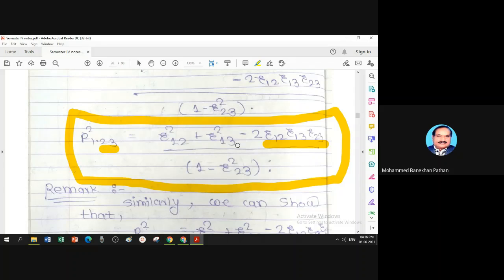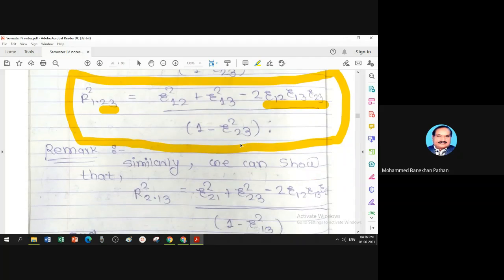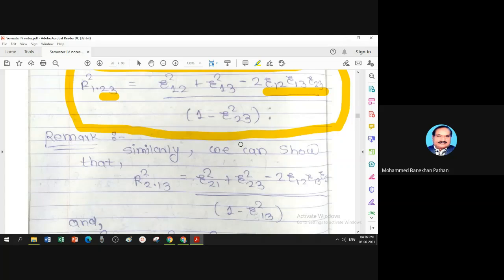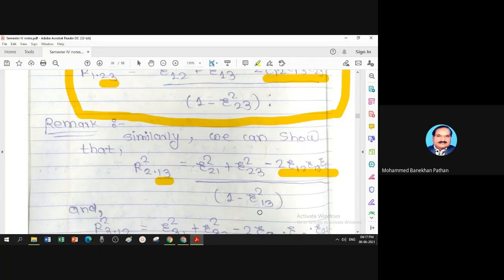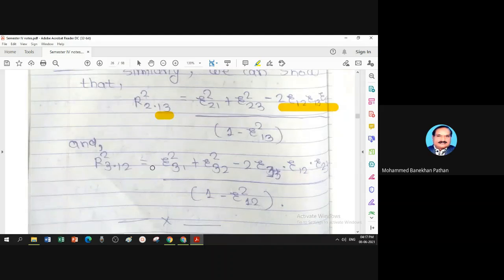So you can apply this logic for the remaining two correlation coefficients that I have written for your understanding. R square 2.13 equals the square of correlation 21 plus the square of correlation 23 minus 2 times the product of all, total divided by 1 minus the square of correlation after dot, 13. Similarly, R square 3.12 you can remember.